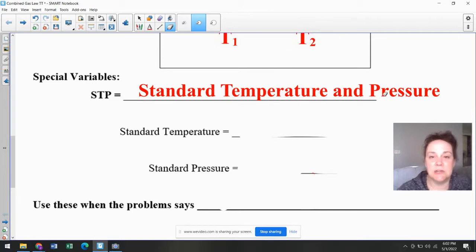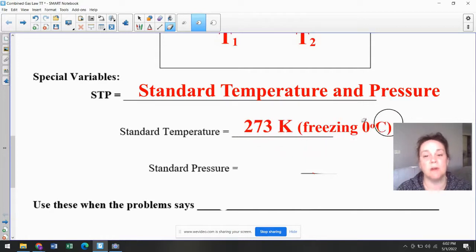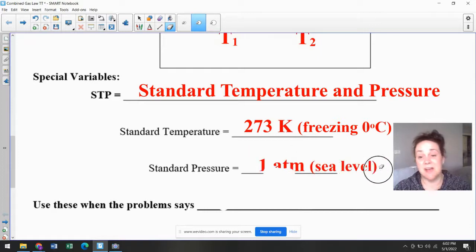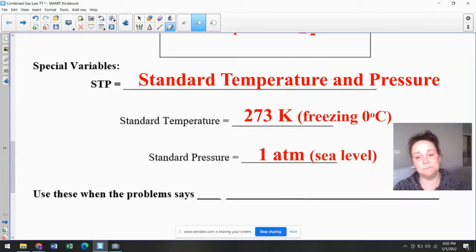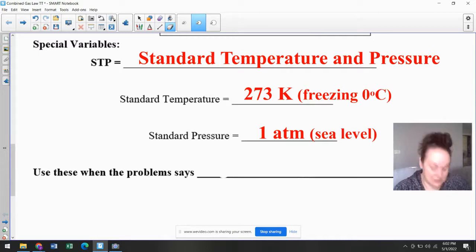When the science community is working with gases, there are a set of standards they hold to. It's almost like making sure everybody's measuring in centimeters instead of inches, because you want to be able to compare stuff. So standard temperature, when you're dealing with gases, is 0 degrees Celsius, but we're going to say that is 273 Kelvin. Gases are manipulated at freezing, which is 273 Kelvin. And then standard pressure is sea level, which is 1 atmosphere.